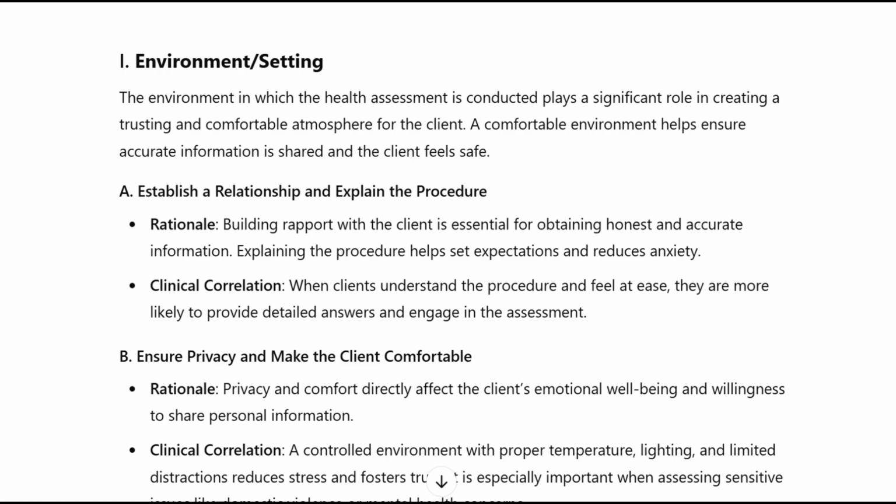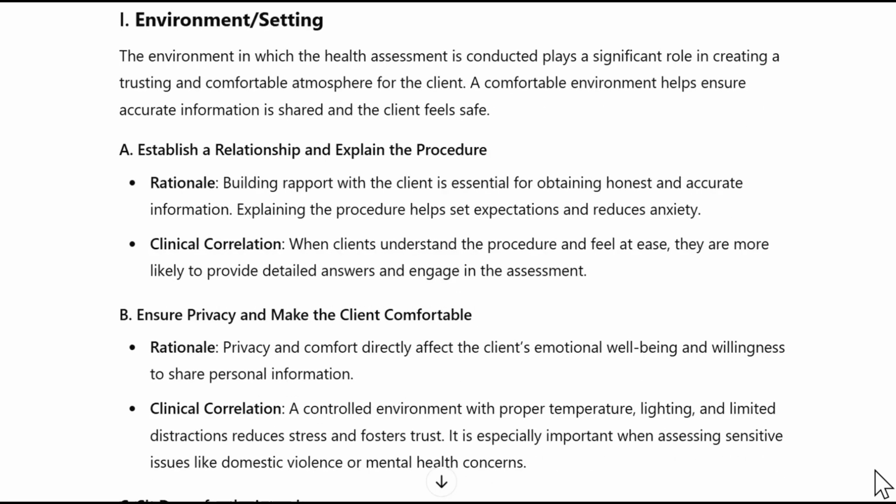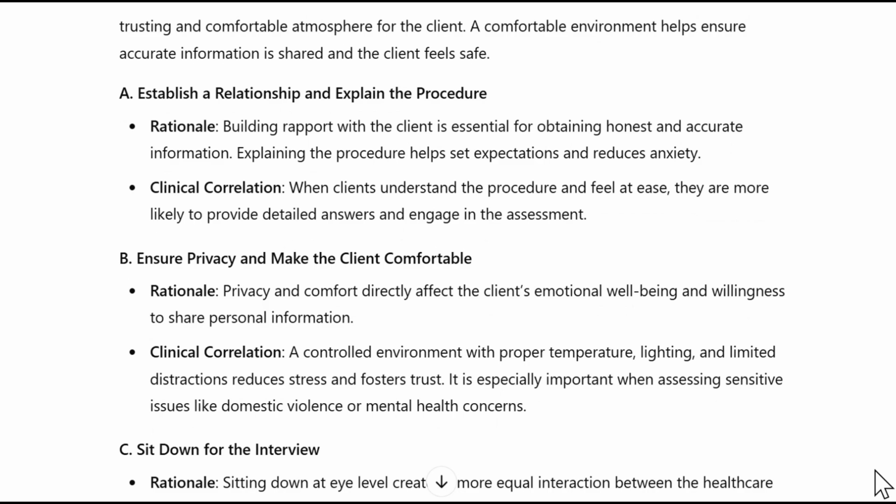A. Establish a relationship and explain the procedure. Rationale. Building rapport with the client is essential for obtaining honest and accurate information. Explaining the procedure helps set expectations and reduces anxiety. Clinical correlation. When clients understand the procedure and feel at ease, they are more likely to provide detailed answers and engage in the assessment.